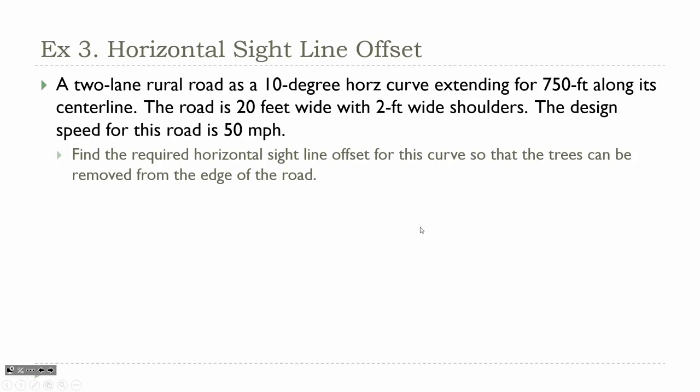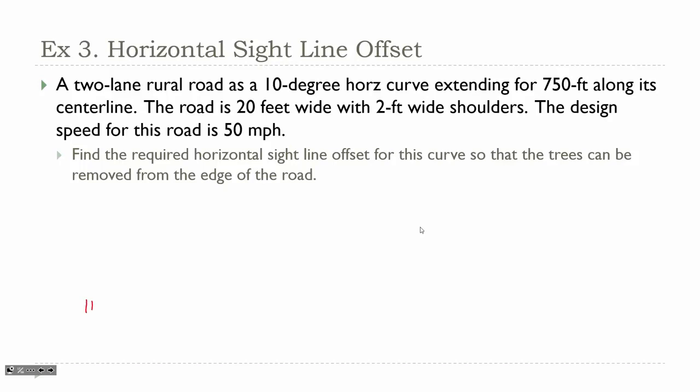In this example, a two-lane rural road has a 10-degree horizontal curve extending for 750 feet along its center line. The road is 20 feet wide with 2-foot wide shoulders. The design speed for this road is 50 miles an hour. Find the required horizontal sight line offset for this curve so that the trees can be removed from the edge of the road. So we've got a lot of information here.